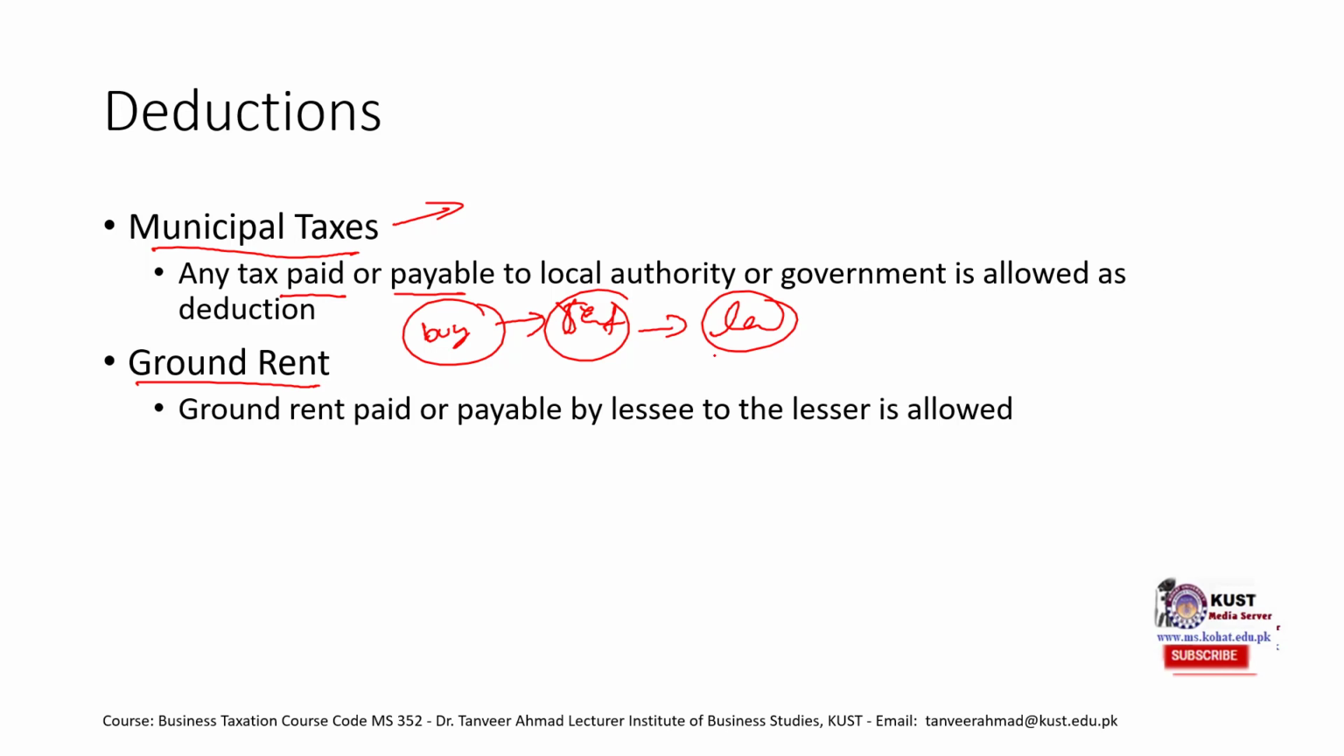even if we pay a lump sum amount, we would have to pay certain rent, right? So the one who has got the property is called the lessee, and the owner of the property is called lessor. Remember, the ownership is not transferred, rather it is just for the rent for a specific time period. In that case, any ground rent that the lessee is paying to the lessor is again allowed as deduction.